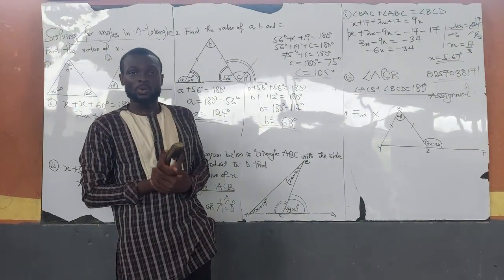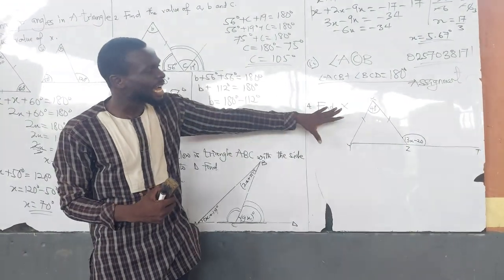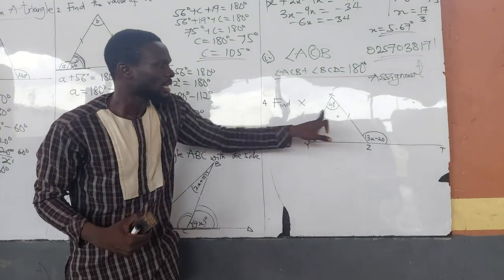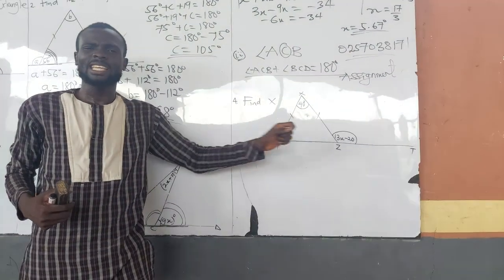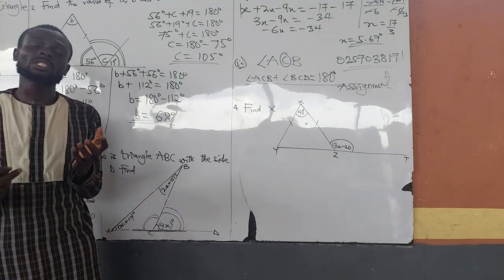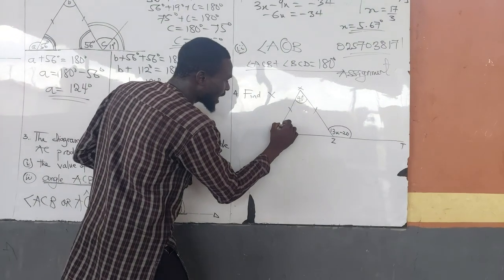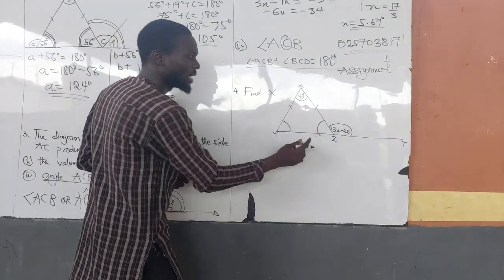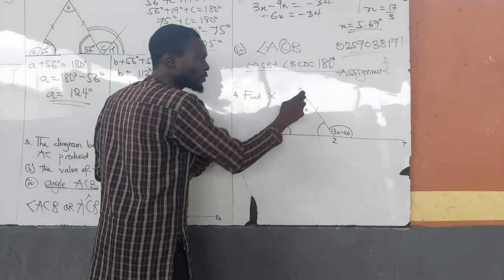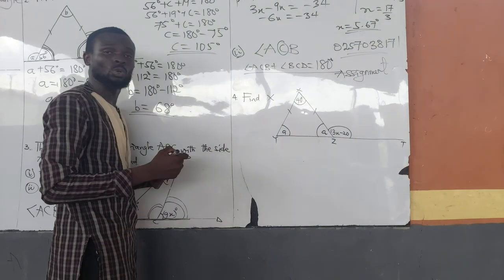Let's look at the last one, which too, of course, will be an assignment for you to do. Now look at the diagram. Once you see the bars, this diagram is what? An isosceles triangle. In an isosceles triangle, the base angles are equal. So the angle here and the angle here, they are equal. So with the help of this, you can calculate for this. So if this is A, automatically this is also A.